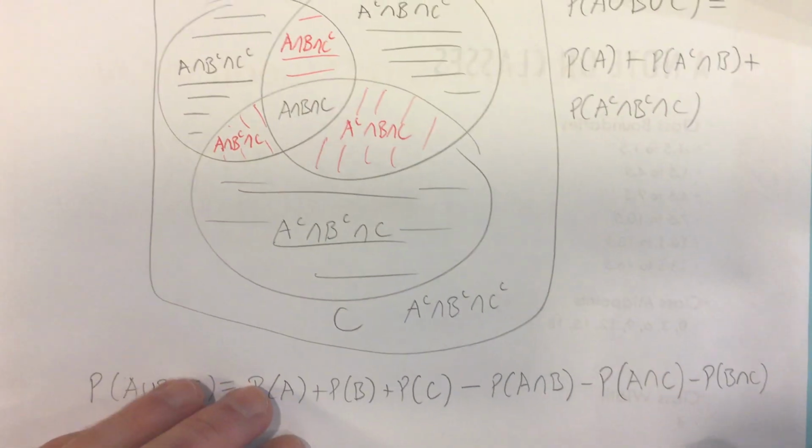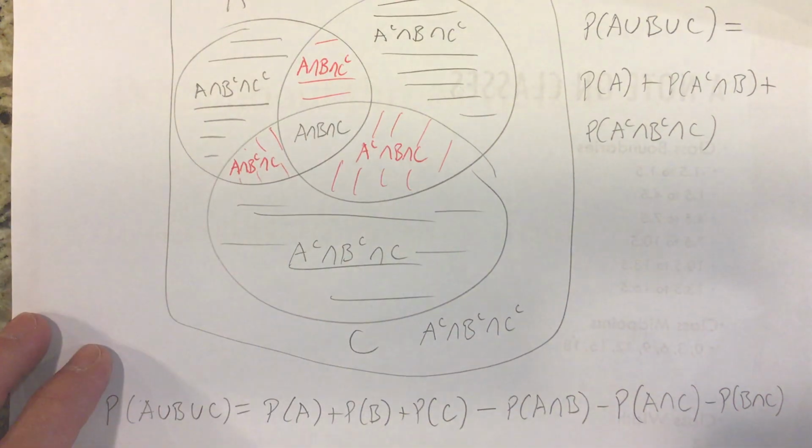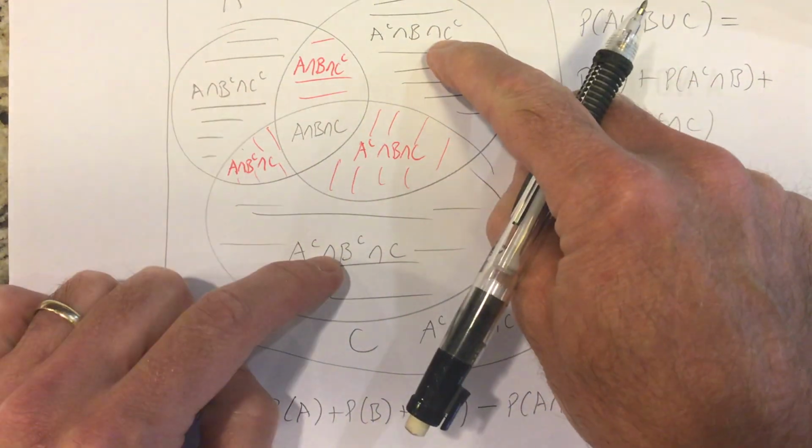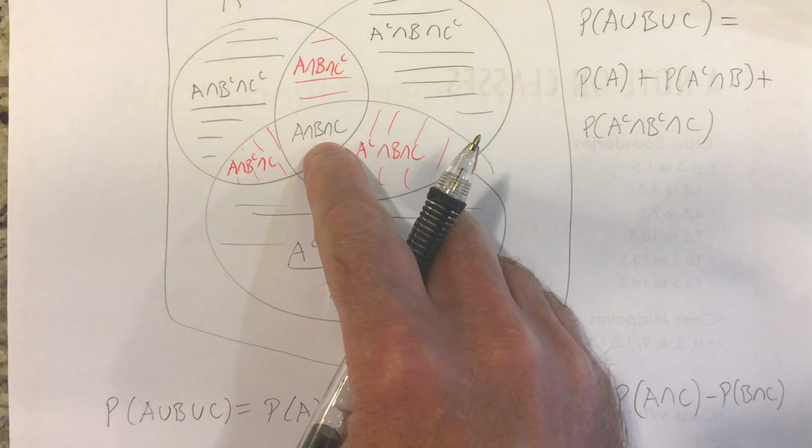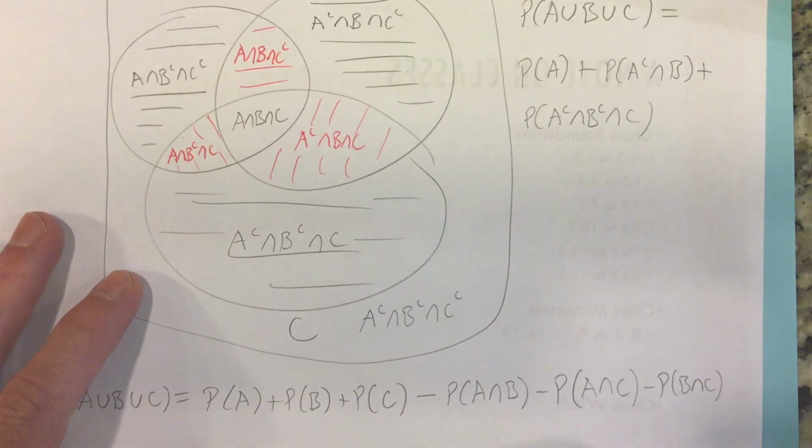Okay. So now you've counted all the red sections once. You've counted this once, and this once, but you've now counted the center section 0 times, so you'd have to add that back in.